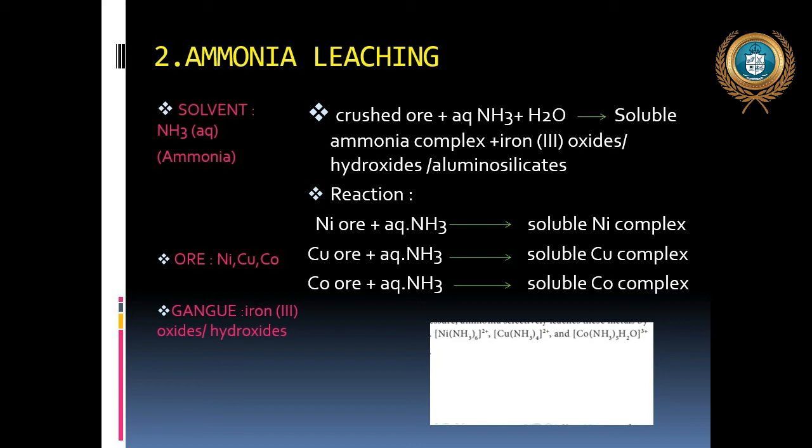See the reaction. In the text it has not been given, so I have just written it in the general form. Nickel ore plus aqueous ammonia gives the soluble nickel complex. Then copper along with aqueous ammonia gives soluble copper complex. And cobalt reacts with aqueous ammonia to give soluble cobalt complex. Here aqueous ammonia means ammonia in the presence of water. So this is the process of ammonia leaching.